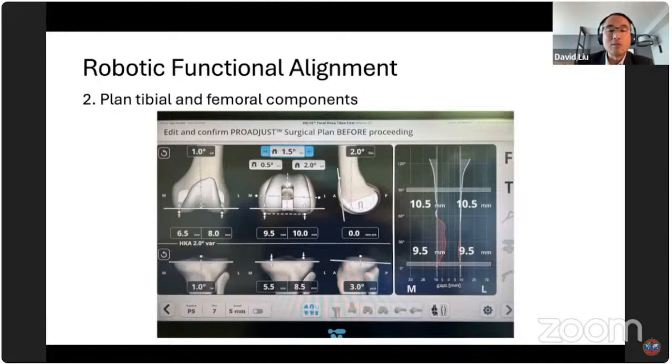And when I'm happy with the extension gap, I then turn to the flexion gap and the patellofemoral joint, which I can alter with my femoral component rotation, my femoral component size, as well as the AP position and the flexion extension of the femur. So you can see it really is a three-dimensional planning of your component position to the bony anatomy and the gap differences.